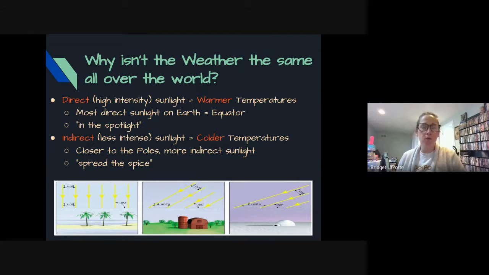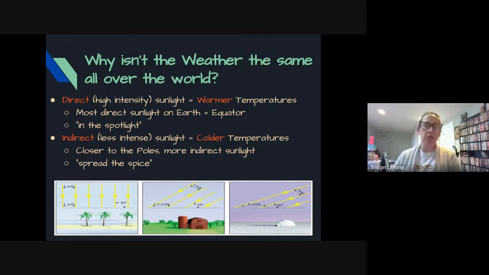So there are two different ways in which sunlight can be hitting different areas, different countries, different continents on our planet. The first is through direct sunlight or high intensity. Okay, if I am getting hit with direct sunlight, so if that line is pretty close to straight, that's going to result in warmer temperatures. All right. And the most direct sunlight location on our planet is the equator, right? Right around the center of the Earth, that middle portion.